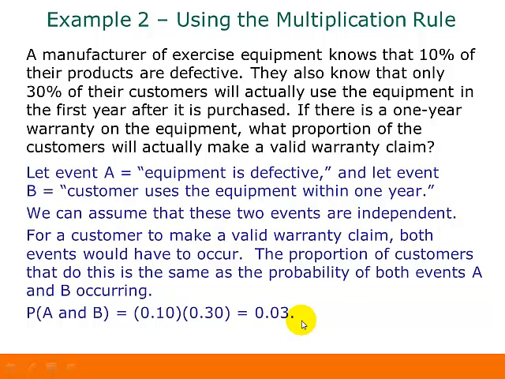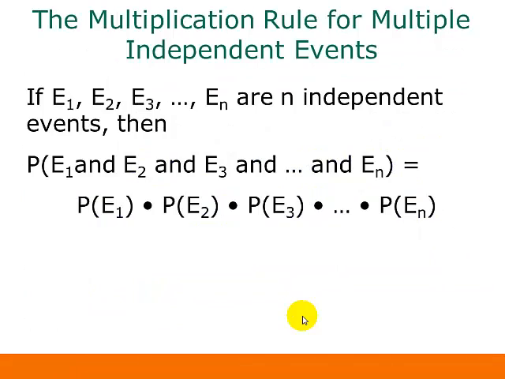And remember our definition of unusual events. Since this is less than 0.05, we would consider this an unusual event. Now we can also look at a multiplication rule for multiple independent events. So if we have n independent events, and we're just naming them with subscripts here, then the probability of all of these events happening is just the individual probabilities multiplied together.